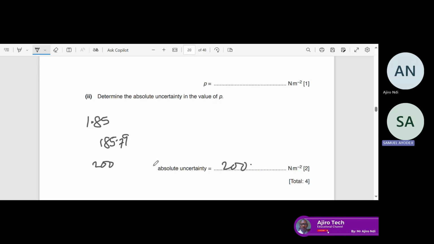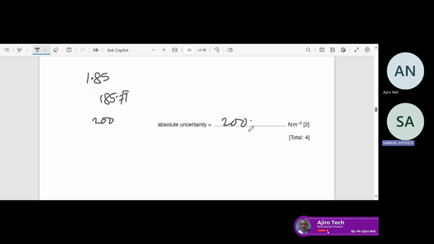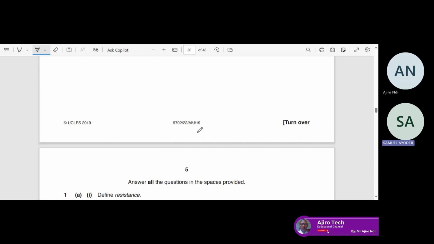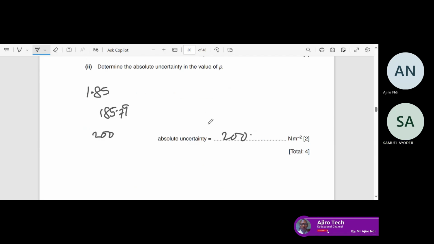I thought it was going to be 190. No, it's one significant figure. This is one significant figure. So one sig fig. When I read the note, I put it that uncertainty must always be taken to one significant figure.